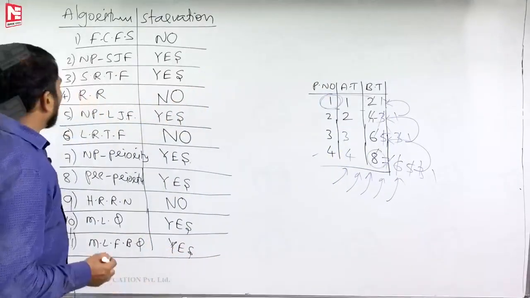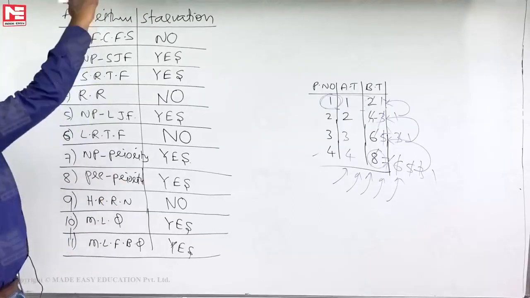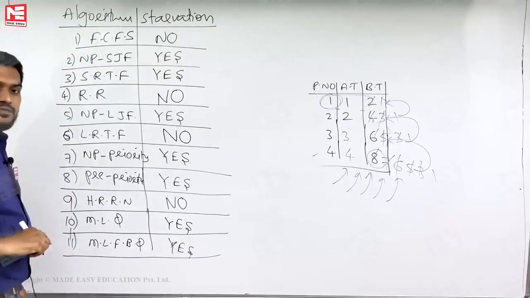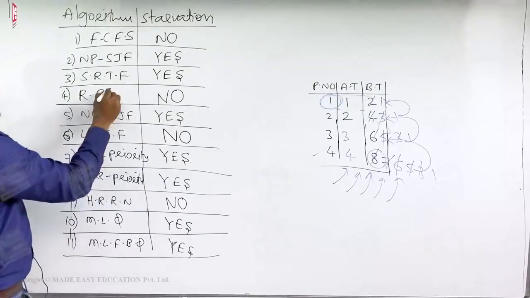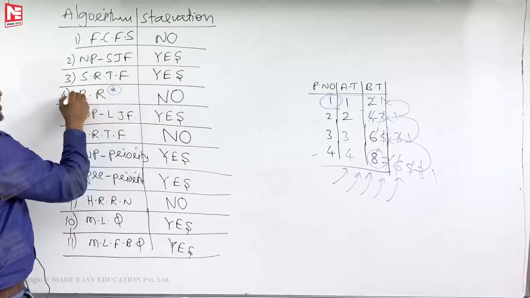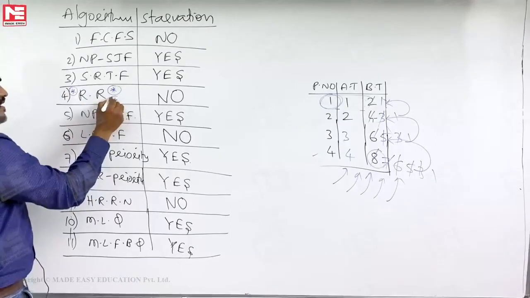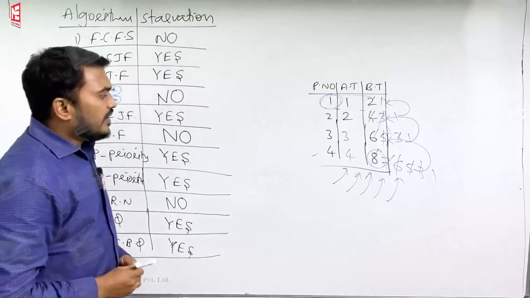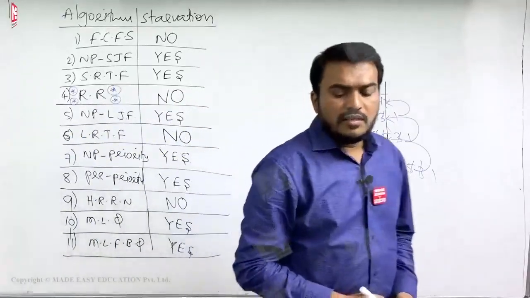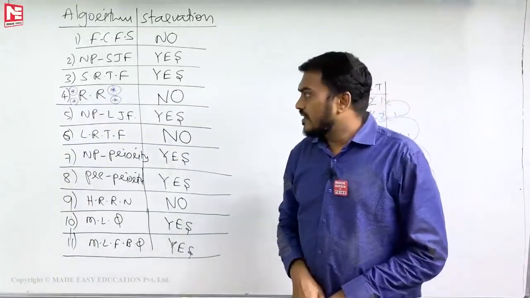Next, among all these algorithms, listen carefully, the practically used algorithm is round robin scheduling. Listen here. Round robin is a practically used scheduling. Make a note of the point. Keep it as a note.